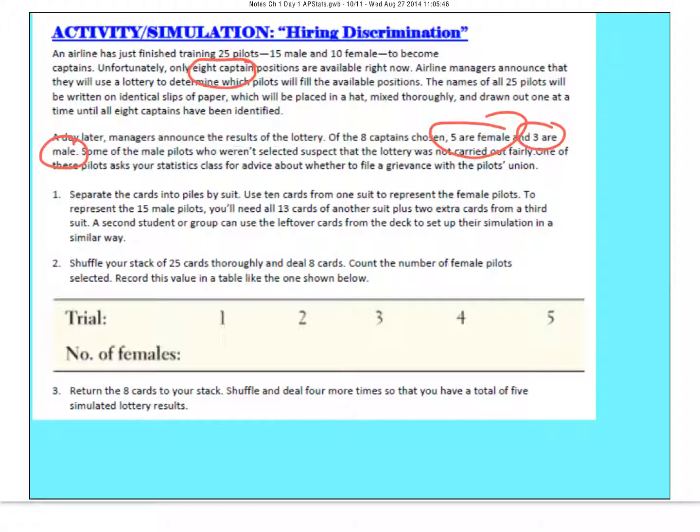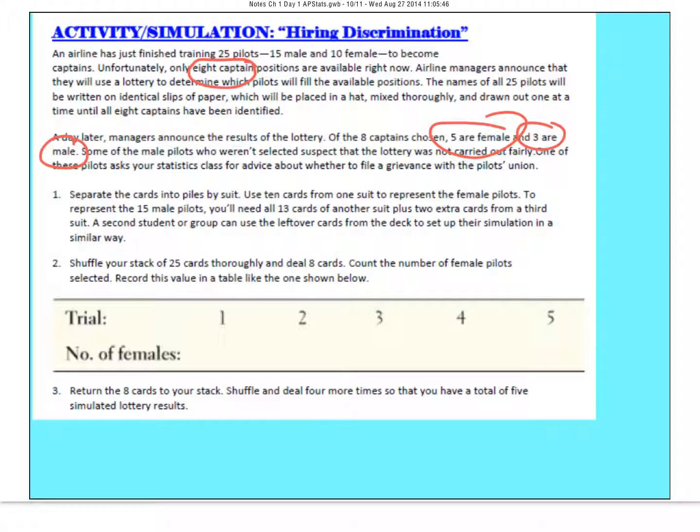Well, we're going to do a simulation, and we don't physically have the cards in front of us, but imagine you have a deck of playing cards. We're going to separate the playing cards into piles by suit. There are 13 cards in each of the suits: diamonds, spades, clubs, and hearts. To simulate this, we want to come up with 25 different pilots, again 15 males and 10 females, from our deck of cards.